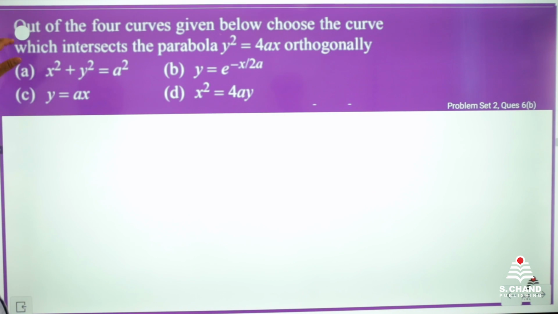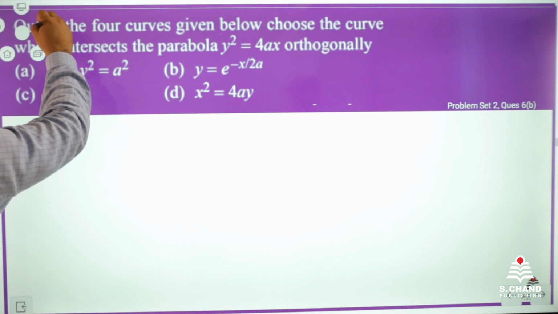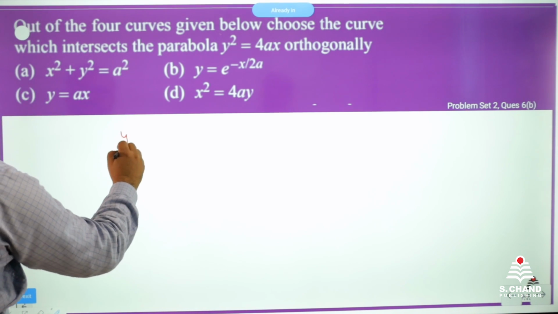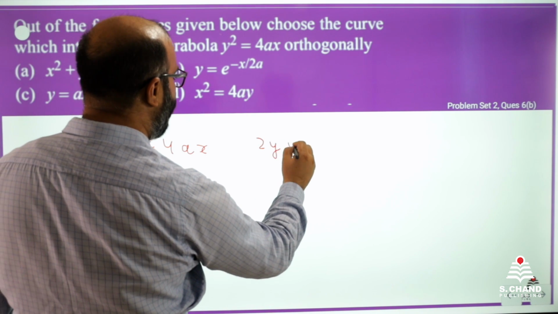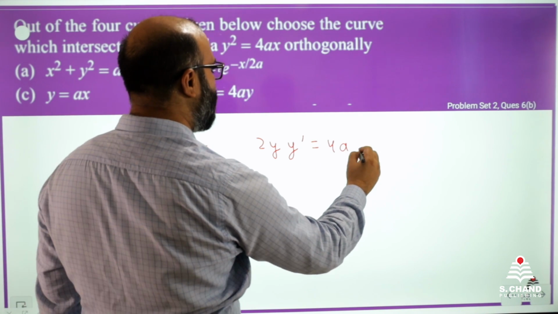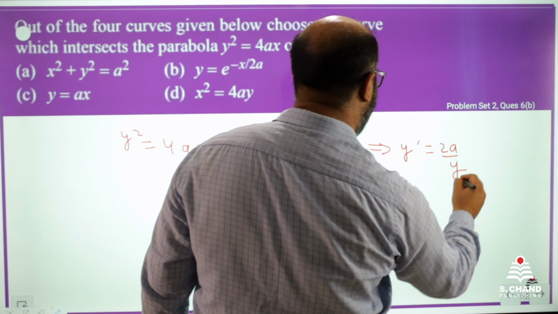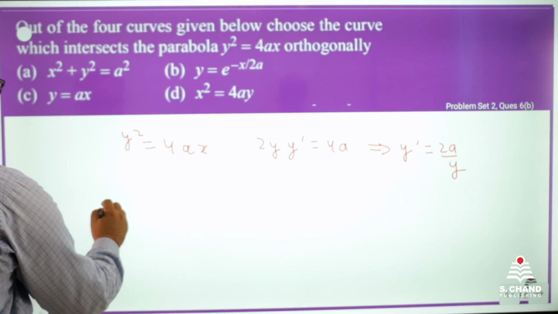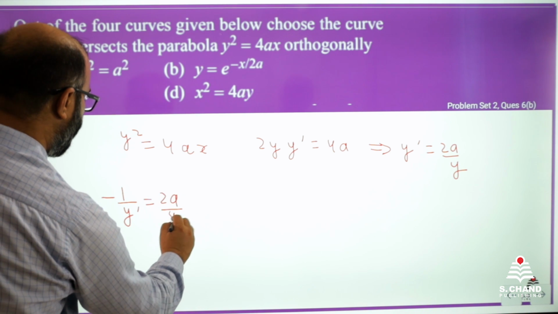So the next question we have: out of the 4 curves given below, choose the curve which intersects the parabola y square equal to 4ax orthogonally. So if we take y square is equal to 4ax as the curve and then we differentiate it, we get 2y y dash is equal to 4a, which means y dash is equal to 2a upon y. Now we replace y dash by minus 1 by y dash. So minus 1 by y dash will be 2a upon y.